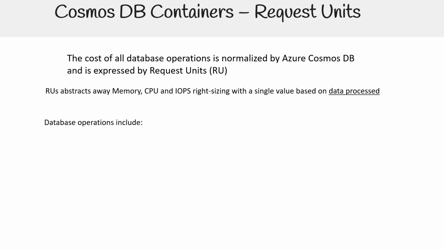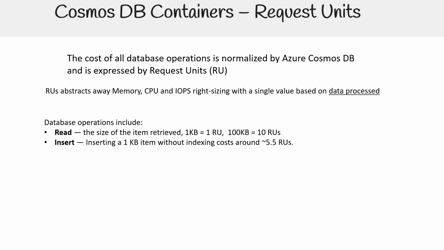So database operations include reads, so the size of the item retrieved. So 1 kilobyte would equal 1 RU, 100 kilobytes would equal 10 RUs. So we're just looking at the calculations for read operations for RUs. An insert is inserting a 1 kilobyte item without indexing cost. So this is around 5.5 RUs. This is interesting because DynamoDB, which is AWS's product, has reads and writes, so they're separate, but Cosmos DB just has request units.